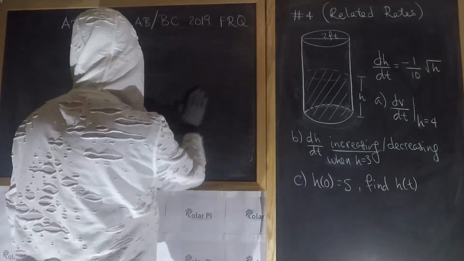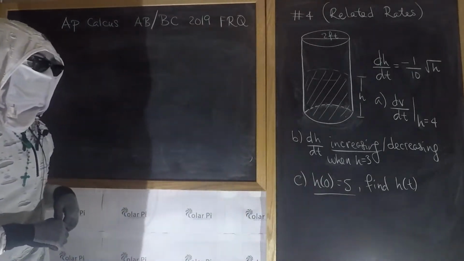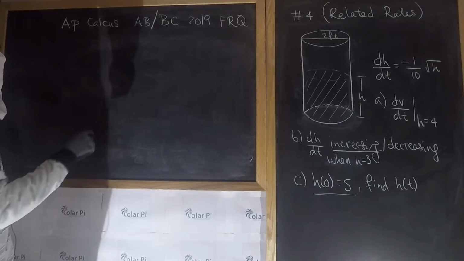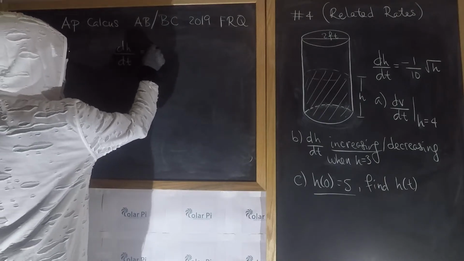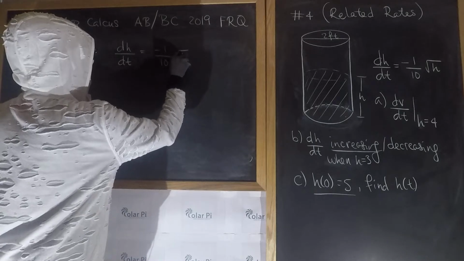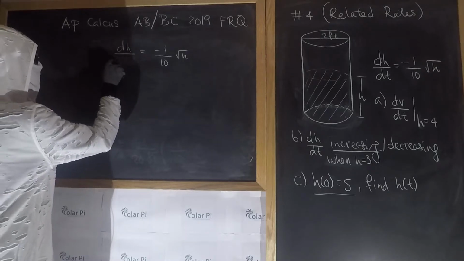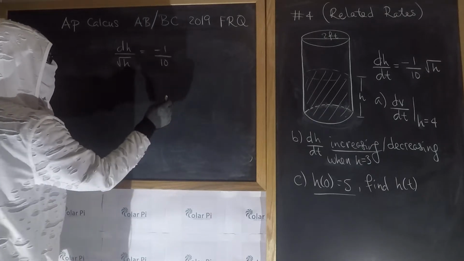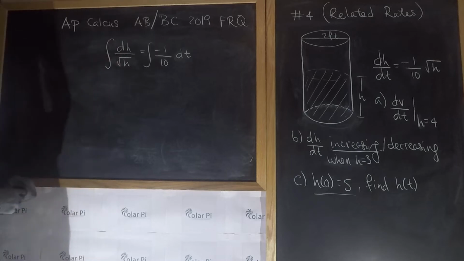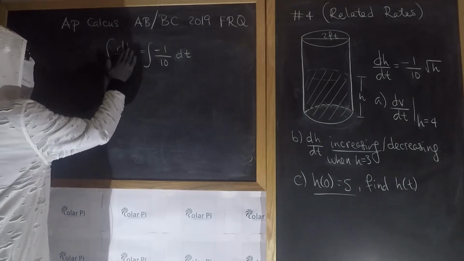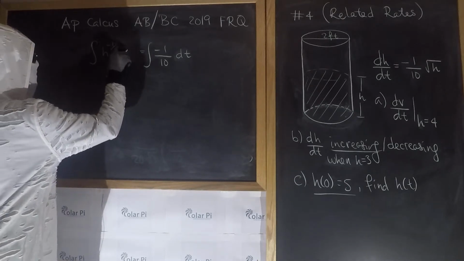C is a very basic separable equation question. We're given the initial condition that h of 0 is equal to 5, and we have to find h of t. Since we know that dh/dt is equal to negative 1 over 10 times root h, if we separate the variables, we get dh over root h is equal to negative 1 over 10 times dt, and then integrate. This here is h to the negative 1/2 dh.